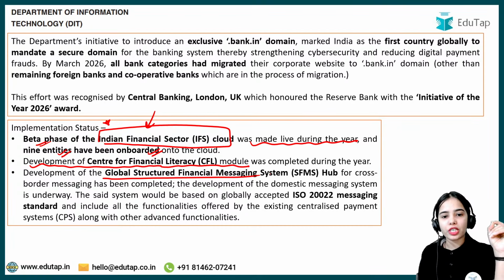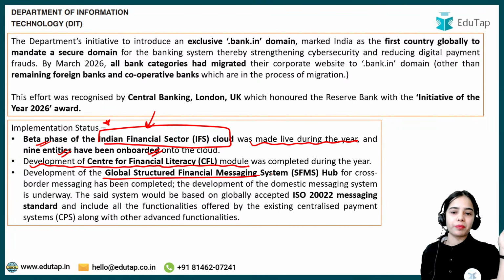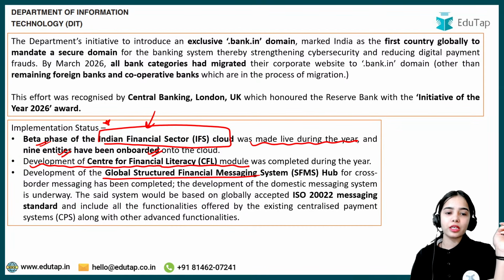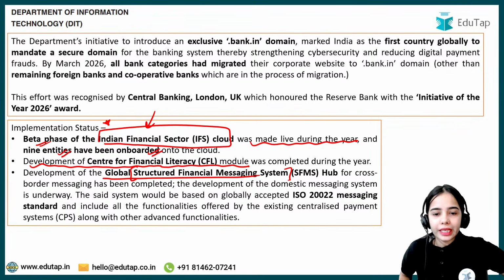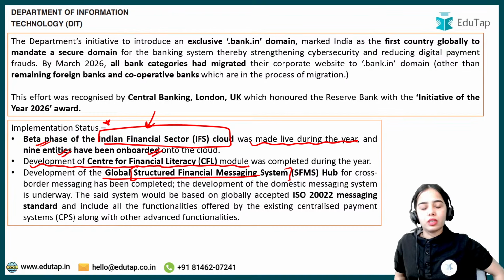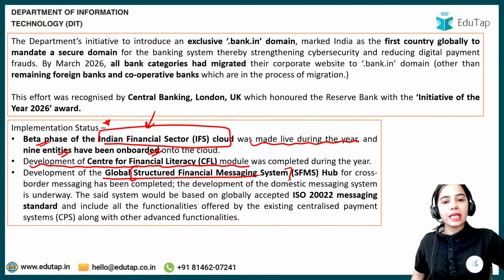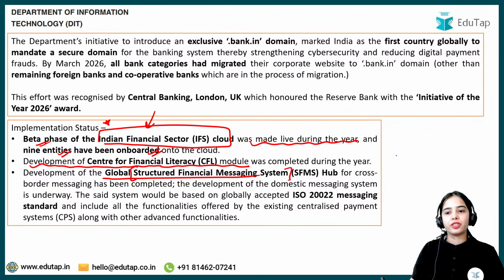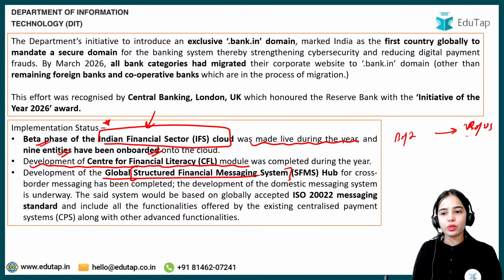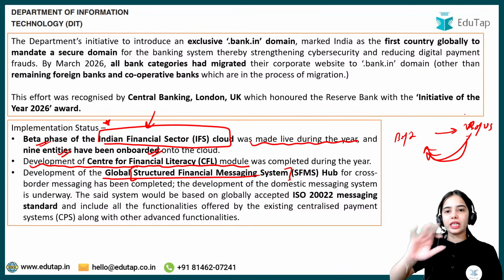Development of the Global Structured Financing Messaging System Hub. This is important. Till now, there is the international messaging system that we use for the cross border transfer of messages. Let's say the Bank of India is doing a transaction with a bank in the US, so the messages will be sent through the international system.